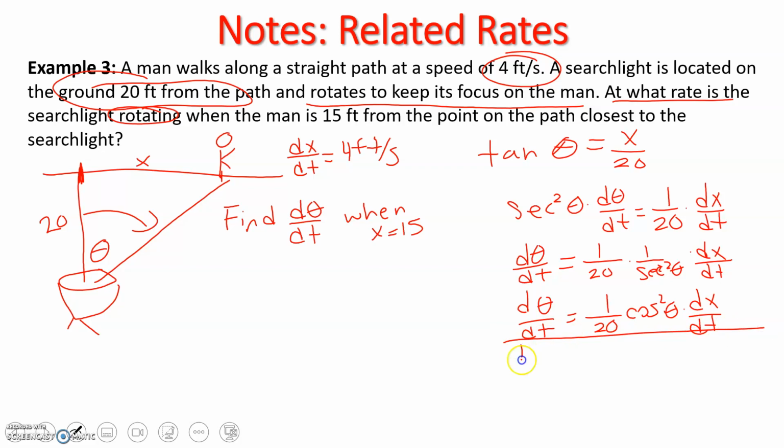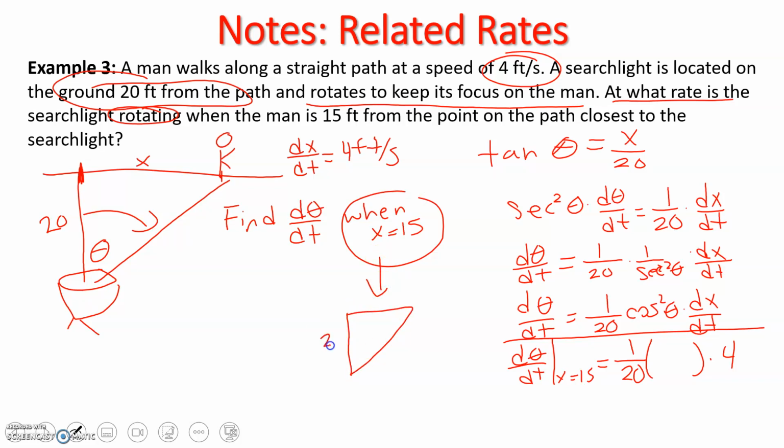Now we would like to evaluate this. We want d theta dt when x is 15. That is 1 over 20 times cosine squared theta times dx dt, which is 4. Now this part confuses folks because we're evaluating at x being 15, but our function here takes in theta. So the question is, what does it mean for x to be 15? Well, when x is 15, our triangle looks like this: 20, 15, and theta. The question is what is cosine, right? So cosine of theta is what?